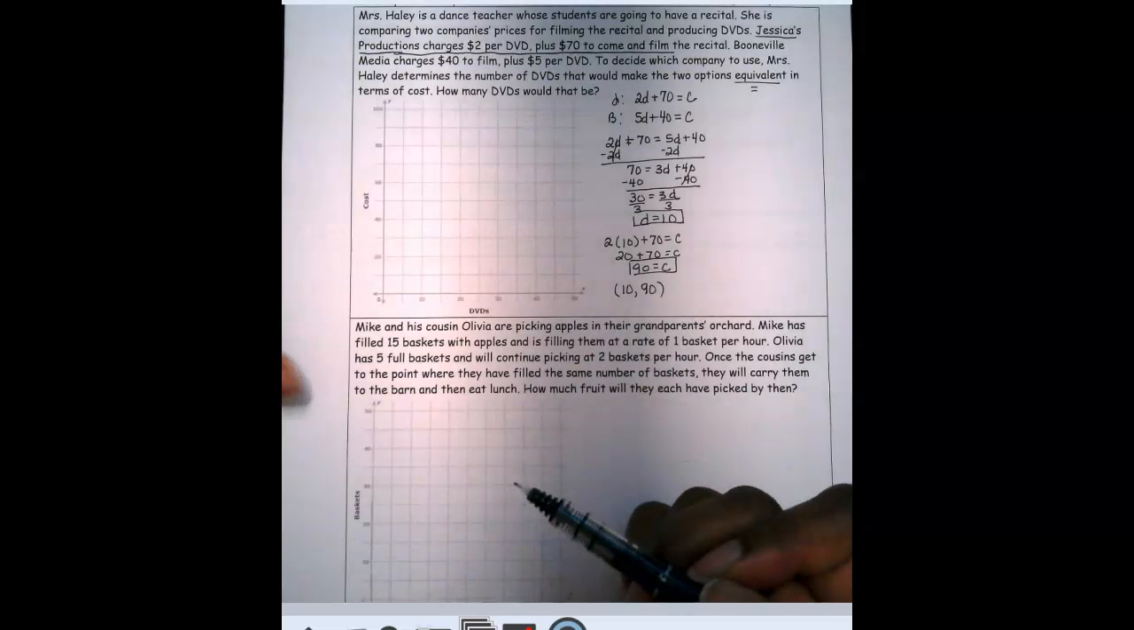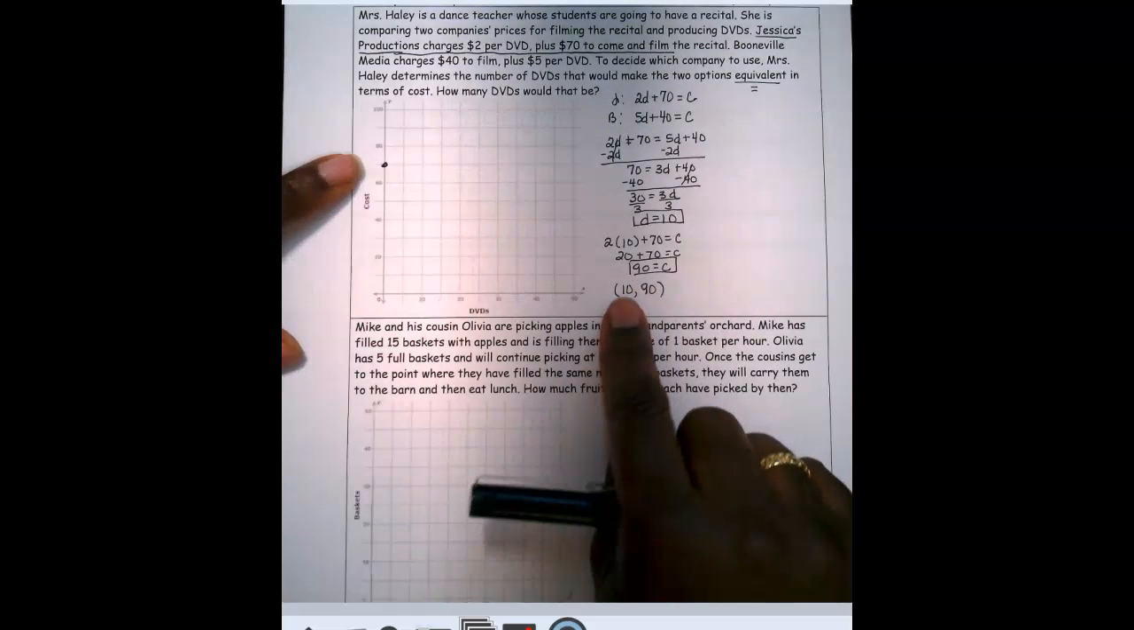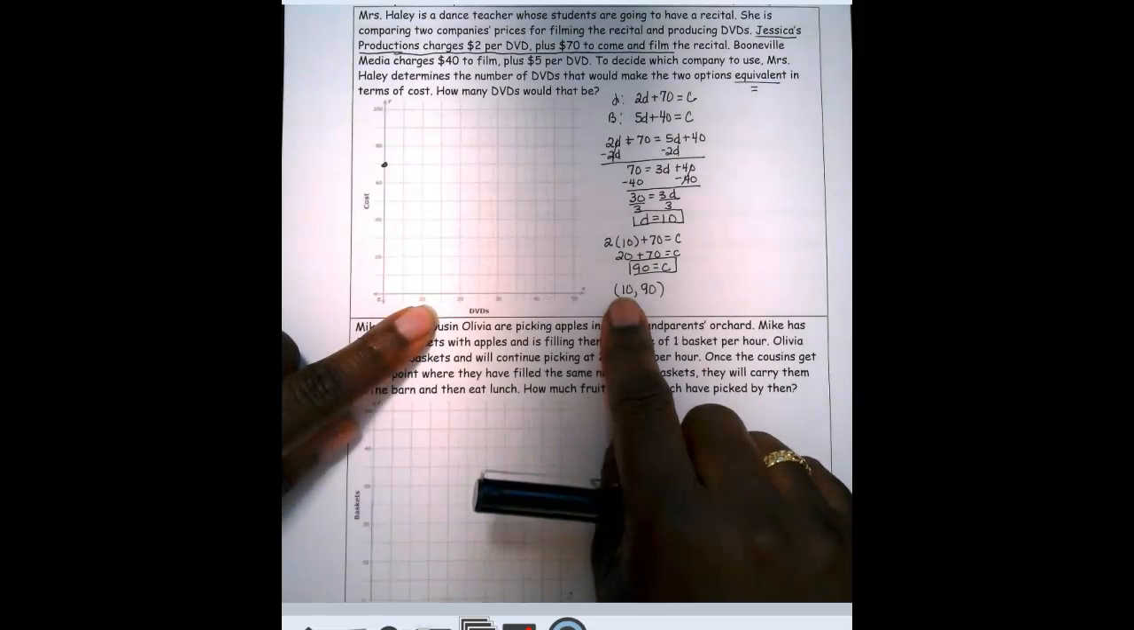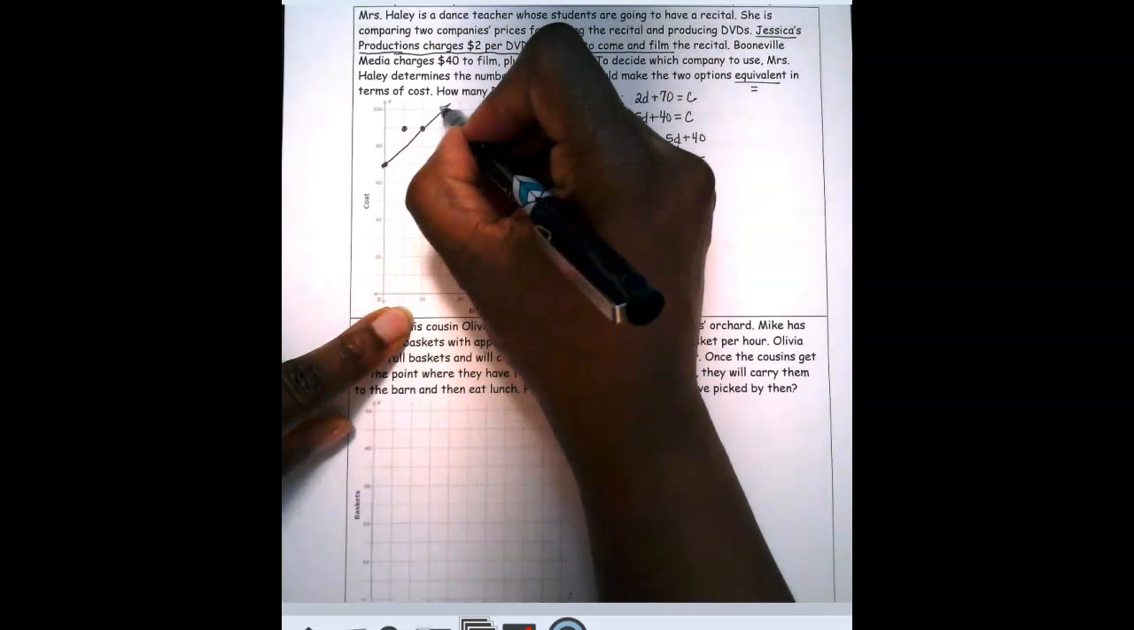So what I'm going to do is I'm going to come over here and graph my first line. So notice my first line here starts at 70. So I'm going to go on up here to 70. That's my y-intercept. And what I know is at 10, which is right here, my output is 90. So I'm going to come up here and put my dot, oops, I put it in the wrong line, right here. Forget that. So that's what this first line would look like.